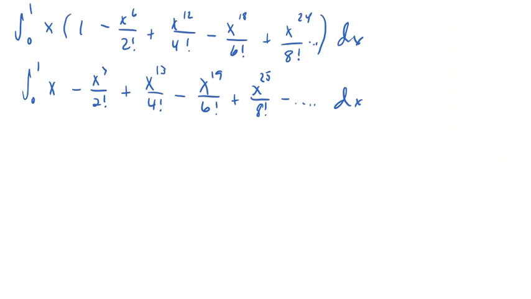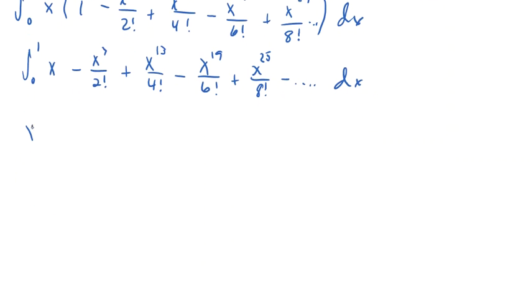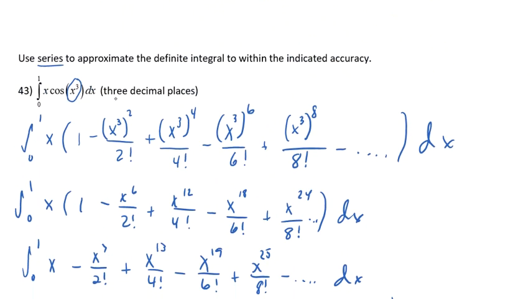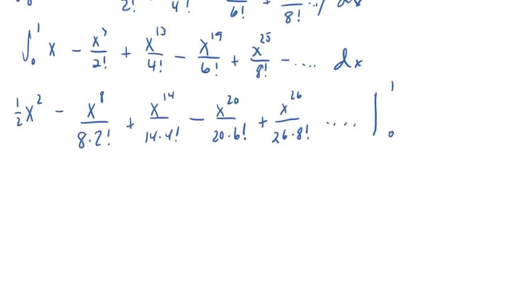Okay, so now I distributed the x in. All right, so now I'm going to integrate. 1/2 x squared minus x to the 8th over 8 times 2 factorial, plus x to the 14th over 14 times 4 factorial, minus x to the 20th over 20 times 6 factorial, plus x to the 26th over 26 times 8 factorial. Okay, and then I'm evaluating these at 1 and 0. So just a reminder, I'm doing it accurate to 3 decimal places. That means I want it within 0.001 of what the actual answer is.